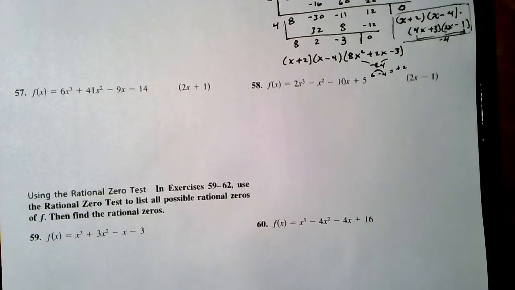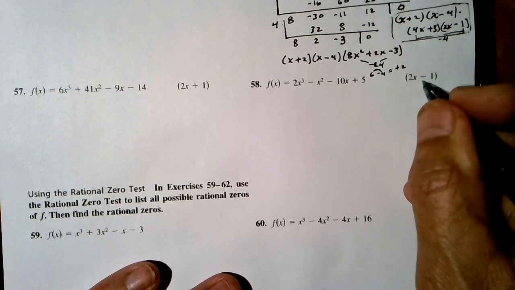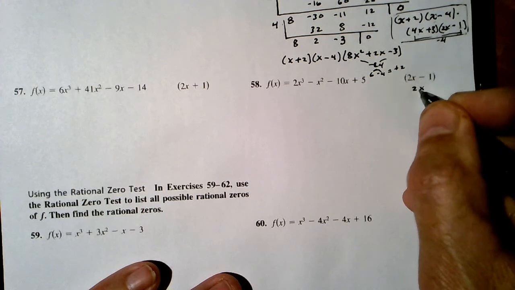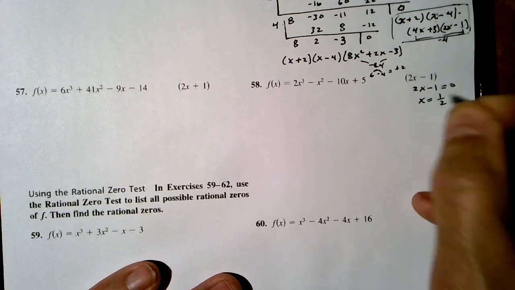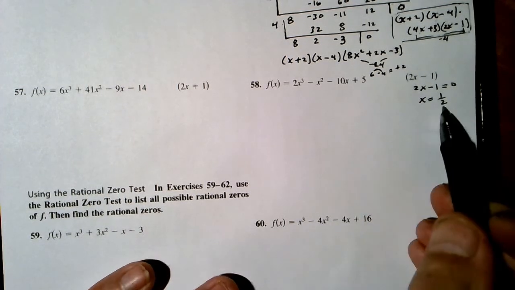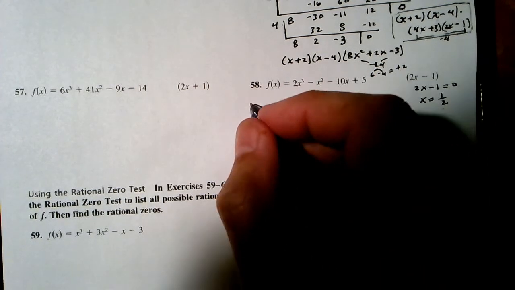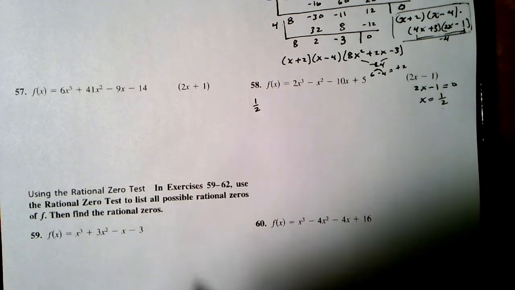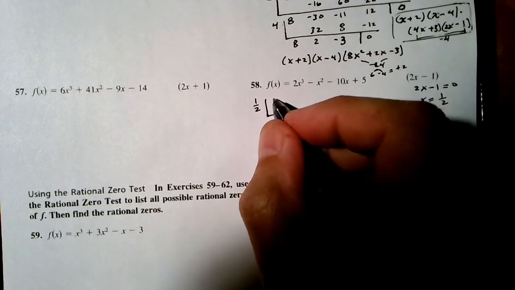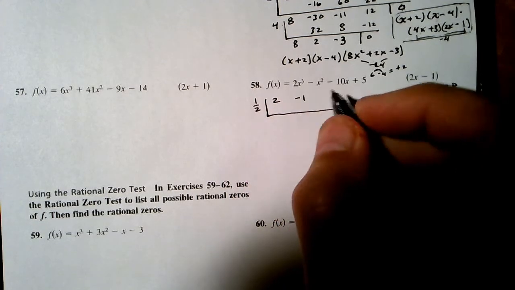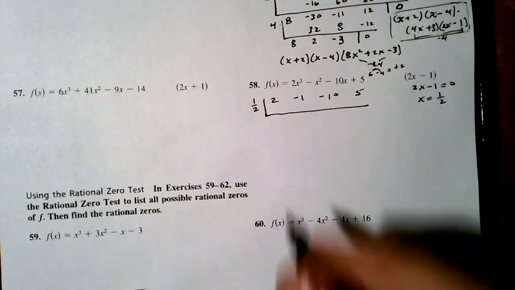Okay, 58. 2x minus 1. Now, if 2x minus 1 is a factor, then 2x minus 1 makes this equal to 0, so x equals 1/2. 1/2 is a 0. So I'm going to synthetically divide 1/2 into 2x cubed, negative 1x squared, negative 10x, and 5, no holes.